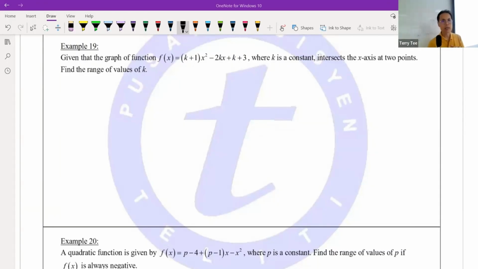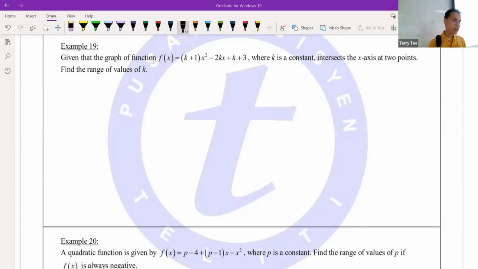Okay, so let's start off by, we know that it will intersect at 2 points, right? So we know our b squared minus 4ac should be more than 0. So b is minus 2k. You square it. Your a is k plus 1. Your c is k plus 3. So a bit long here. You need to expand the bracket first. So 4k squared minus 4.